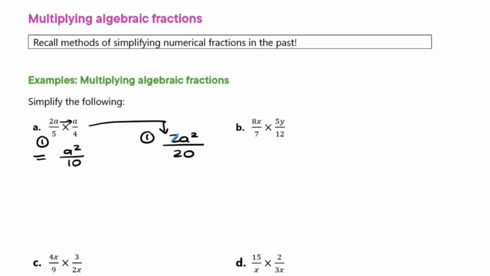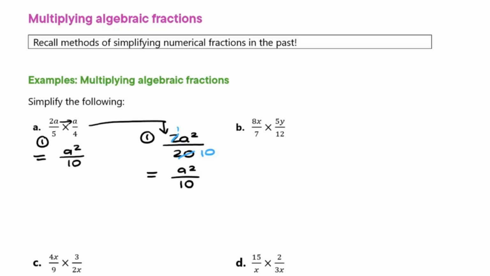Then you can cancel. 2 goes into 2 once, and it goes into 20 10 times. So that simplifies down to a squared over 10. So you get the same answer either way. See which one you prefer. I tend to prefer to cancel things down first, because then I'm dealing with smaller numbers, but you can do it however you prefer. So this next one, we've got 8x over 7 times 5y over 12.